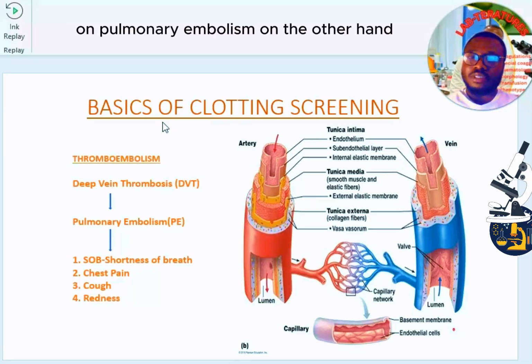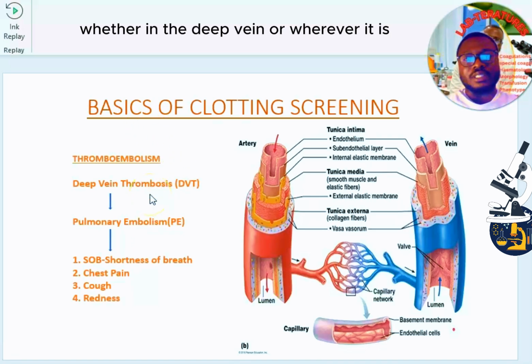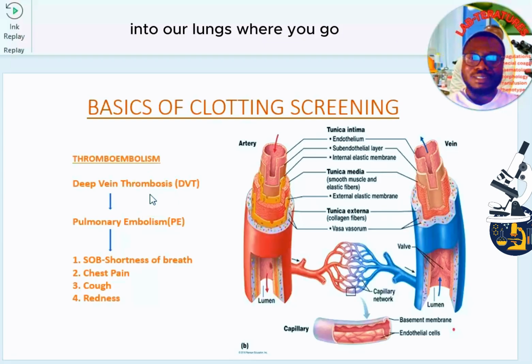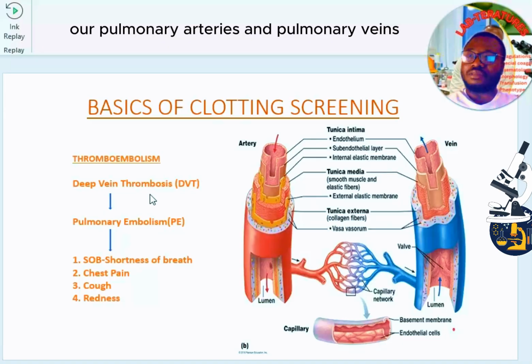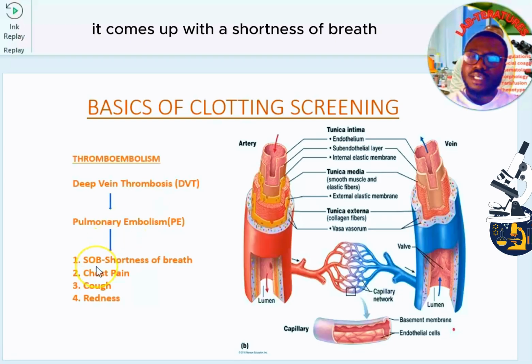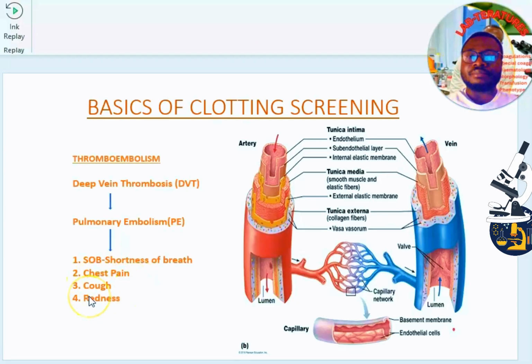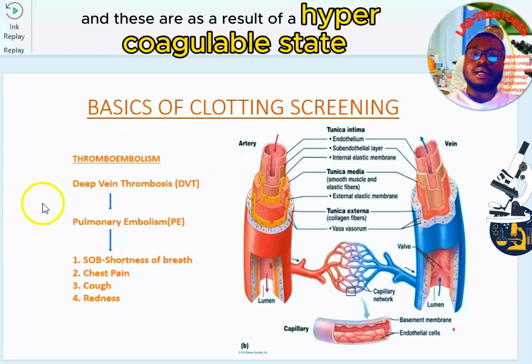On pulmonary embolism, on the other hand, when a portion of this clot formed, whether in the deep vein or wherever it is, dislodges and is carried along within blood into our lungs, into our pulmonary arteries and pulmonary veins. When it dislodges there, it is very painful. It comes up with a shortness of breath, chest pain, cough, and redness. And these are as a result of a hypercoagulable state.